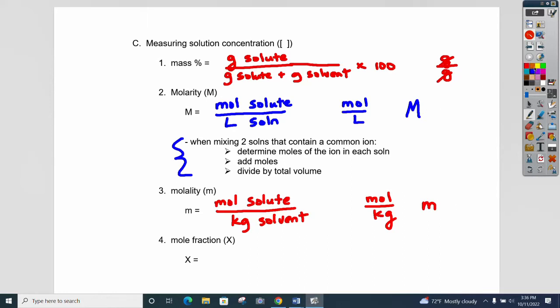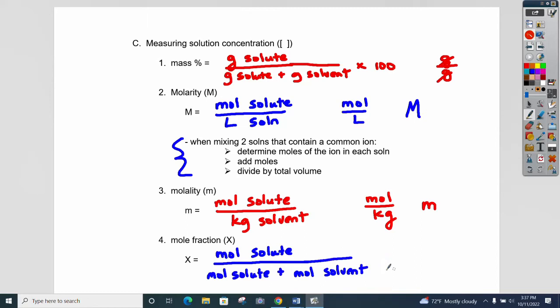And then our last unit that you're going to see for concentration is something called mole fraction. And it's going to be moles of your solute divided by moles of the whole solution, which means moles of your solute plus moles of the solvent.